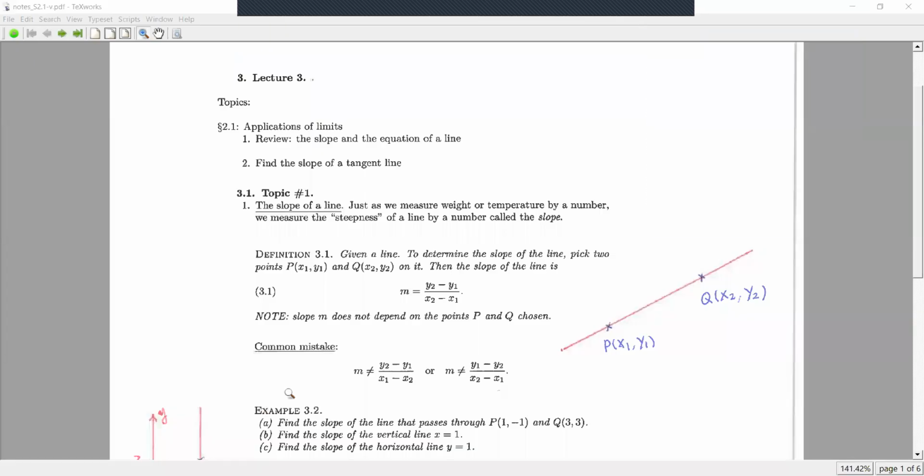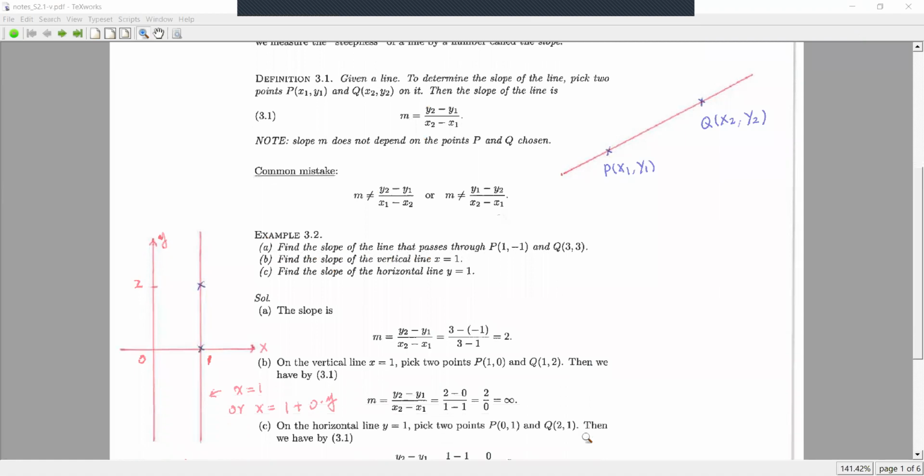Here is one example about the slope formula. Part A, find the slope of the line that passes through these 2 points. By the slope formula, the slope is y2 minus y1 over x2 minus x1. y2 is 3, y1 is negative 1, x2 is 3, x1 is 1. So we have 3 minus negative 1 over 3 minus 1. So the slope of this line is 2.